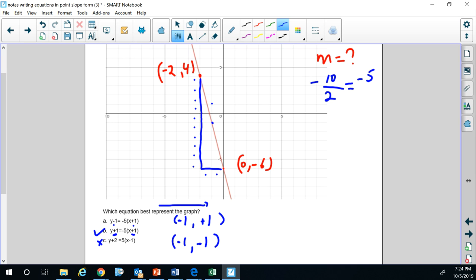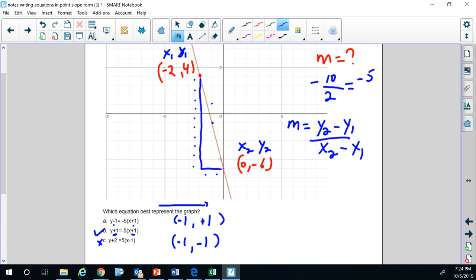Also, let me verify if I've done the slope formula. Let's see what slope I would have gotten. My slope formula is m equals y2 minus y1 over x2 minus x1. So let's call this my x1, that my y1, this my x2, and that's my y2. Let's see if I get the same slope as from rise over run.